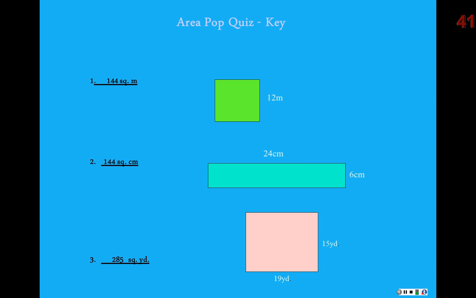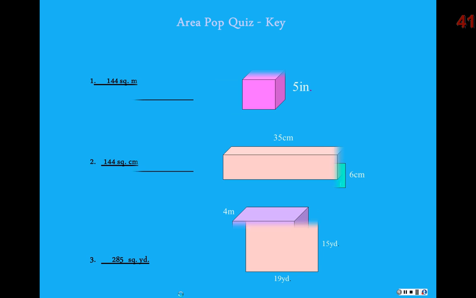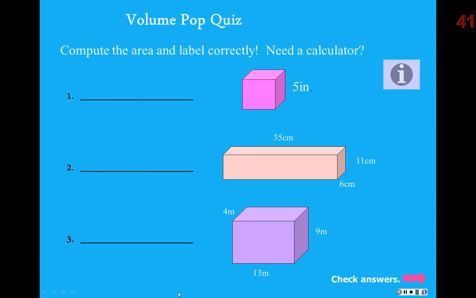Now, I'm going to do volume in the next few minutes. What should volume be? What units? Cubic units, that's right. So you guys do these cubic unit ones. You have a cube on number 1, and then you have a rectangular prism on number 2, and a rectangular prism on number 3. So calculate those and tell me what you get.